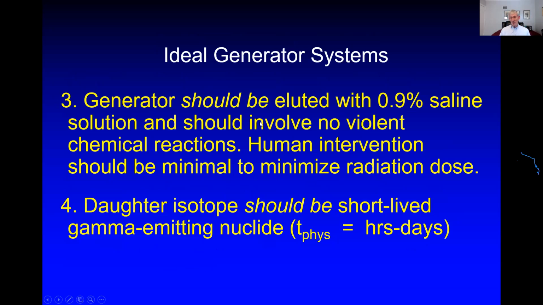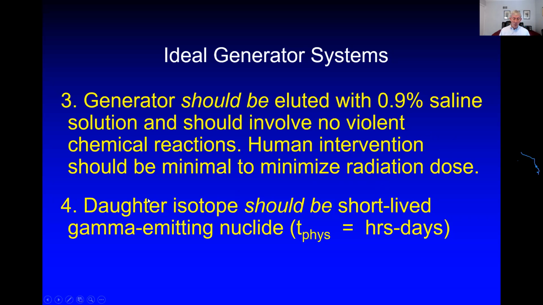Number three, ideally, we want to elute the generator with physiological saline, 0.9% sodium chloride. We don't want any violent reactions. We don't want to have to aseptically adjust the pH with sodium hydroxide or hydrochloric acid. That's a very easy way to break sterility. We just want to put saline through that column, collect the eluate at the bottom, and use it.